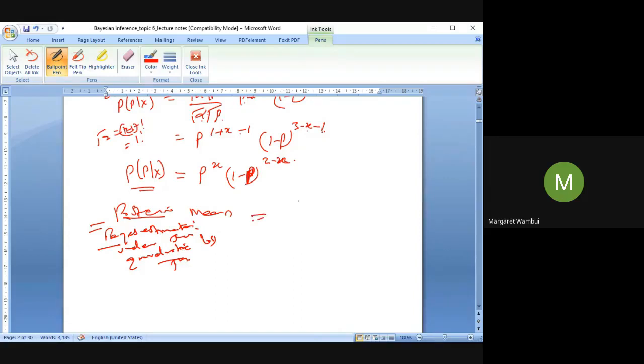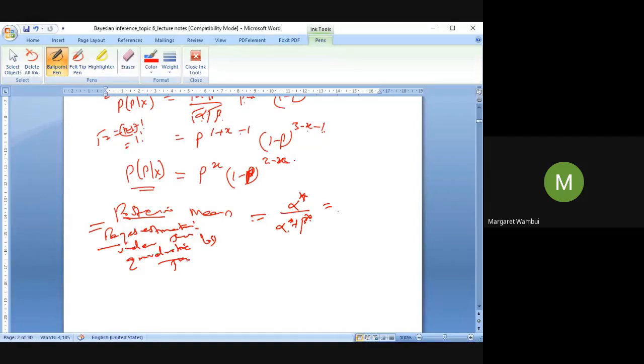So this is just given by the formula for the mean of a beta distribution, and I'm using the stars because it is my new alpha. So it will be alpha star over alpha star plus beta star. That is the formula for the mean of a beta distribution. So in our case, we already know what these are.